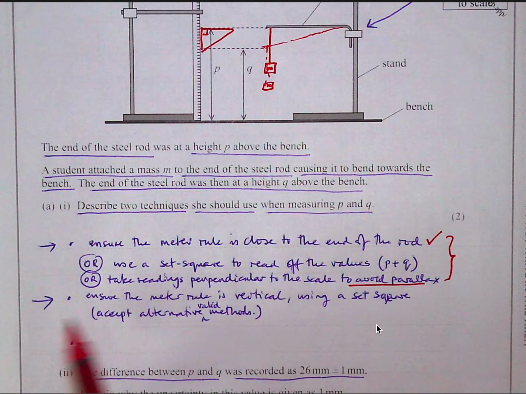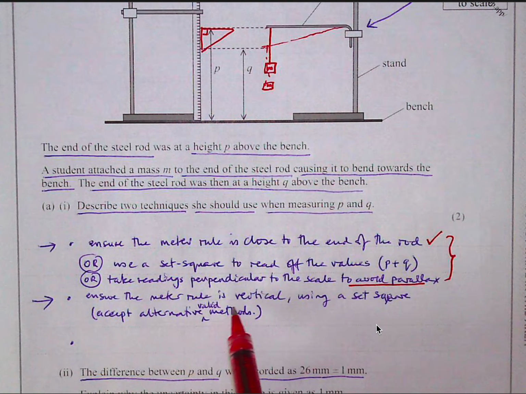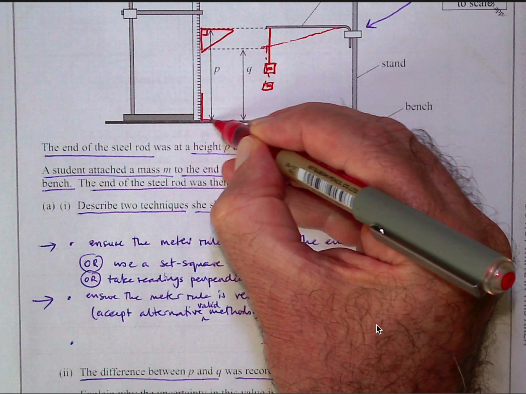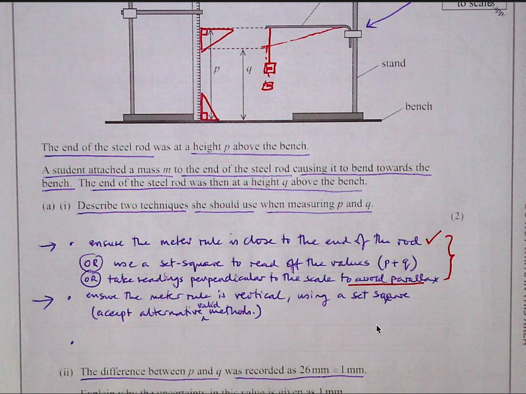And the second mark is the second arrow. Ensure the meter rule is vertical. Yes, you want to make sure it's not at an angle. Using a set square, so you could also use a set square by placing it there to show that it's at right angles to the bench. Okay, that's the second mark. Okay, it's all common sense.